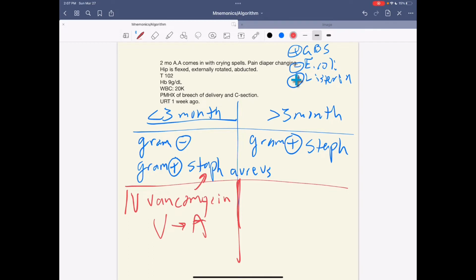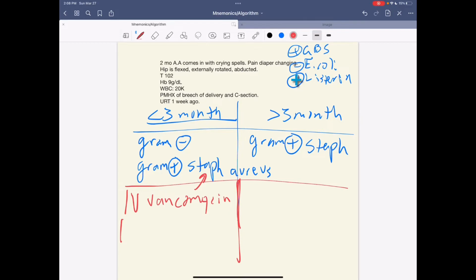How do I remember this? The V, flip it upside down to an A, positive, gram positive. Vancomycin is given for gram positives. Only gram positives, in fact. You never give vanc for gram negatives.